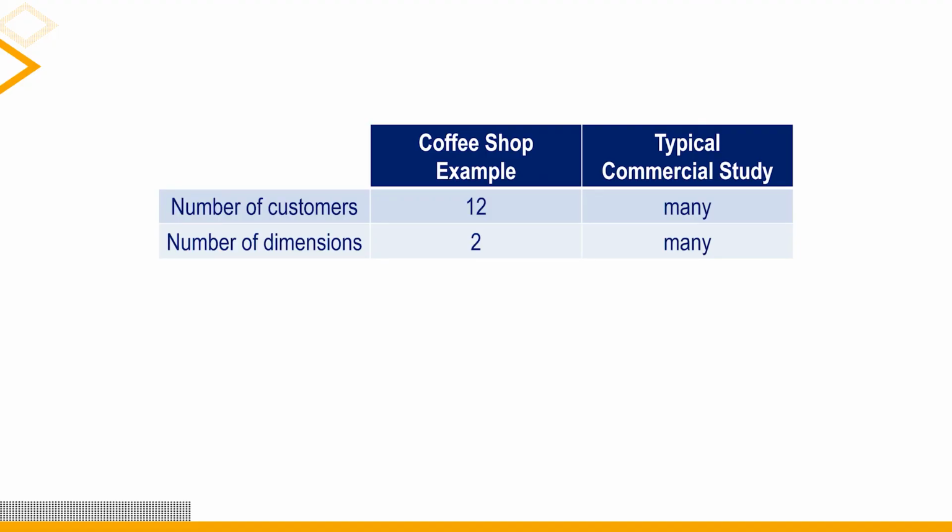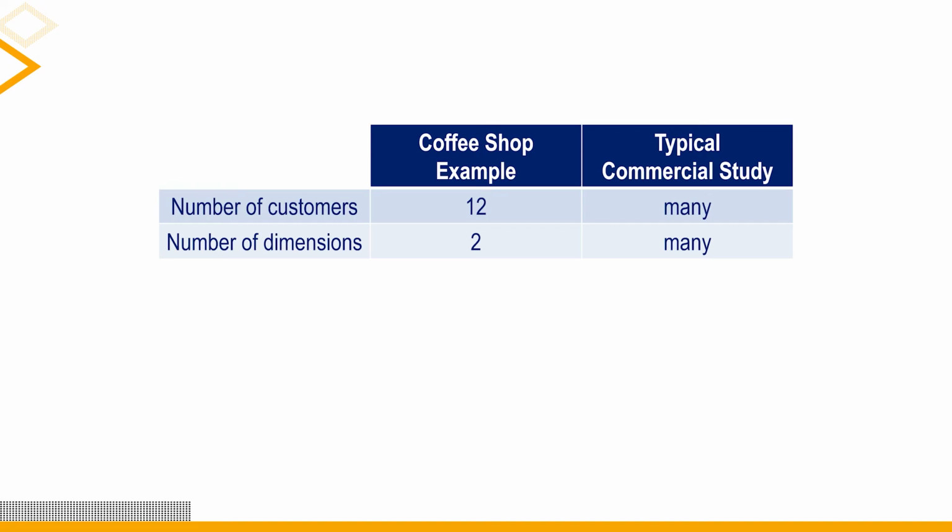Computers are really good at doing repetitive numerical tasks. In the coffee shop example, we considered 12 customers. A commercial application might have data from a few hundred customers. With 12 customers, there are 66 pairwise distances to calculate in the first step of a hierarchical clustering. With 200 customers, the number is almost 20,000, clearly something you can't really do by hand.